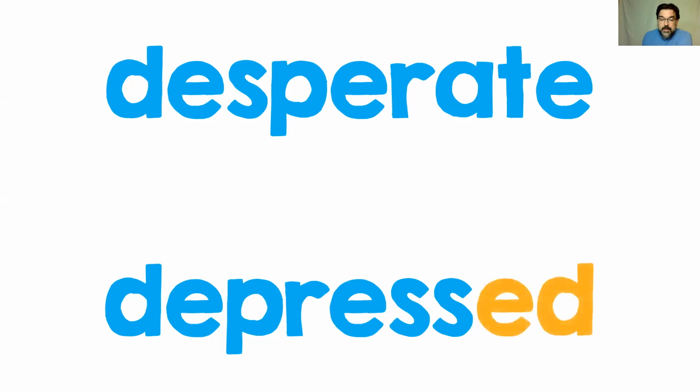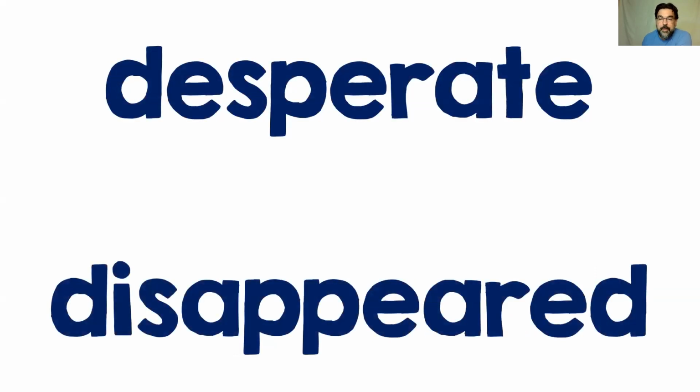And it's an action word. It's a verb. So we add an ED to the end and we get the past tense verb, depressed. And it also is an adjective, if you think about it. It's how you can feel. Hopefully you don't feel that way, of course. Now, we're going to compare desperate with disappeared.